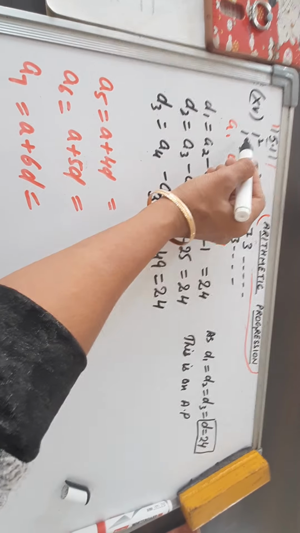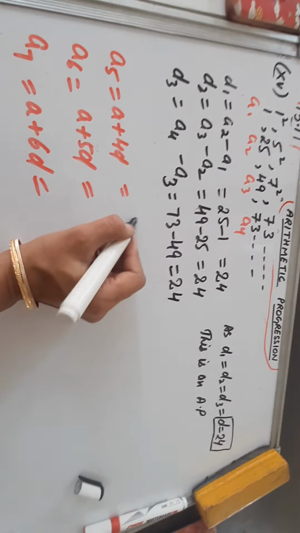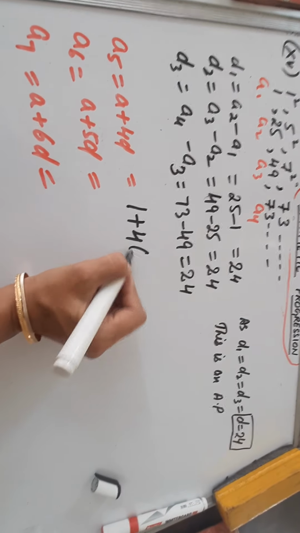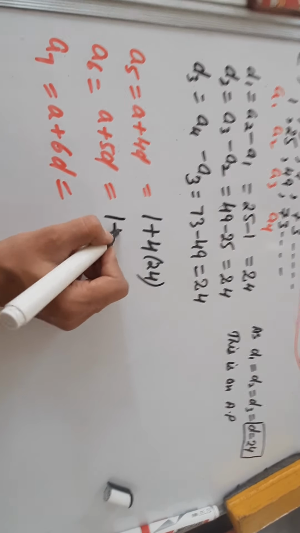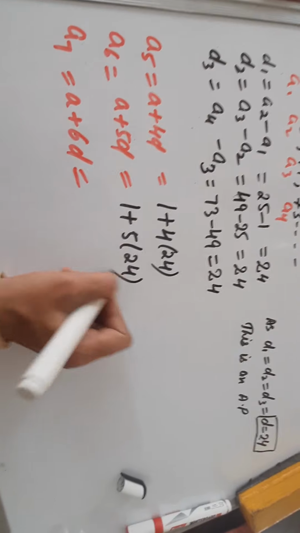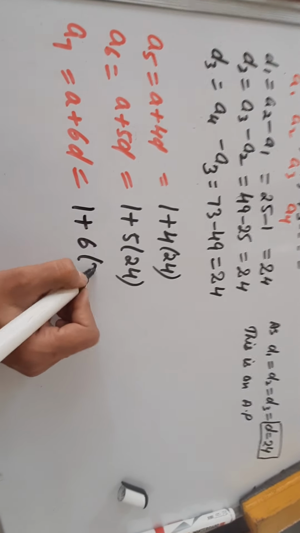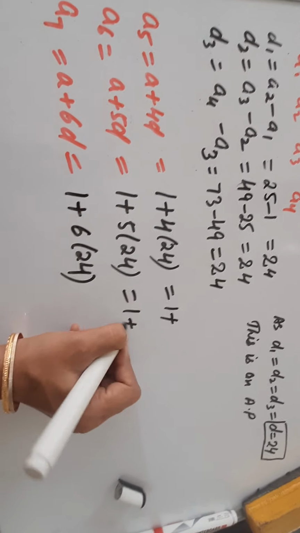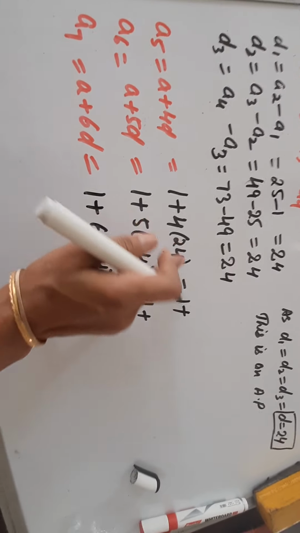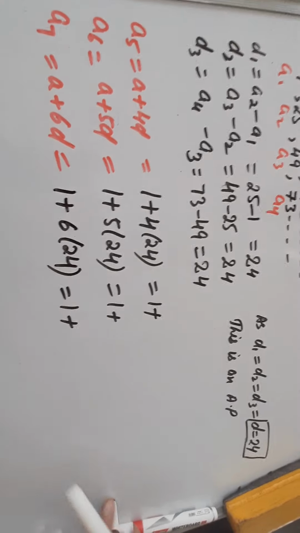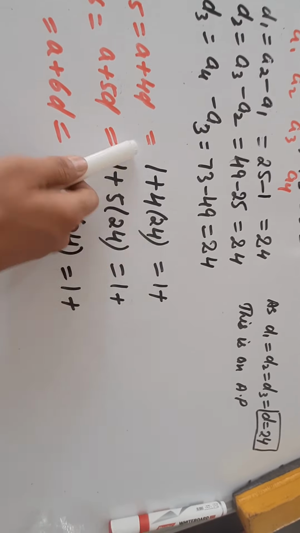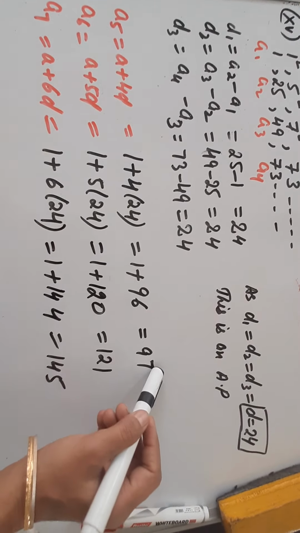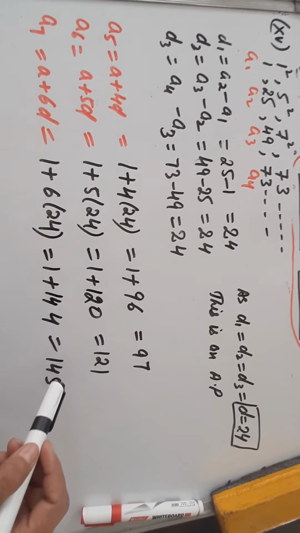What is A, the very first term? 1 square will take 1. 1 plus 4 into D, which is 24. Similarly 1 plus 5 into 24 and 1 plus 6 into 24. So by solving it, what do you get? Just multiply, because BODMAS will do the multiplication first and then we will add the term. So let us solve it. You'll get the terms as 97, 121, 145.